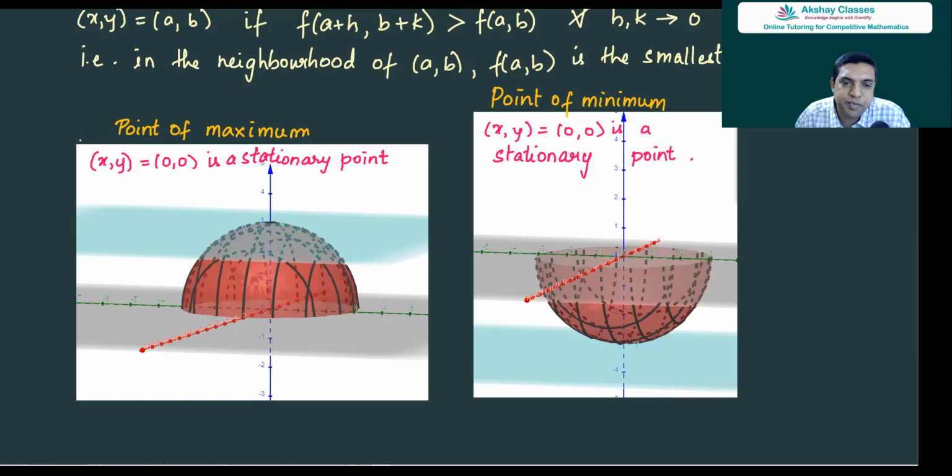This plane z equal to 3 is the tangential plane, or the tangent plane. And here, z equal to -3 is the tangent plane.